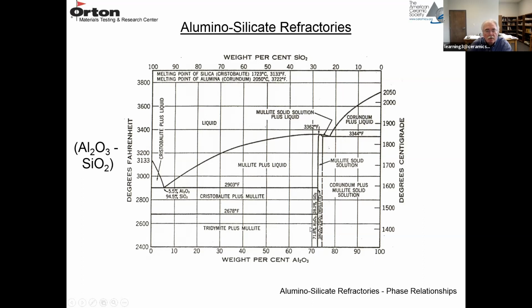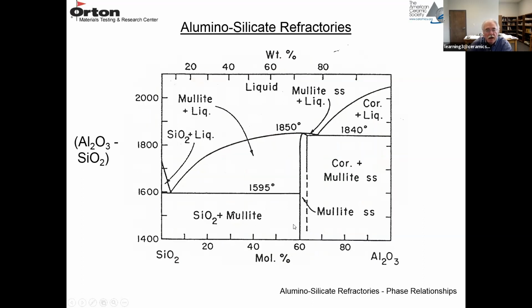And this is just another diagram of the same thing, just a simplified version. And this is in mole percent, so it's 3 to 2. So here is the 60 mole percent Al2O3, or mullite.